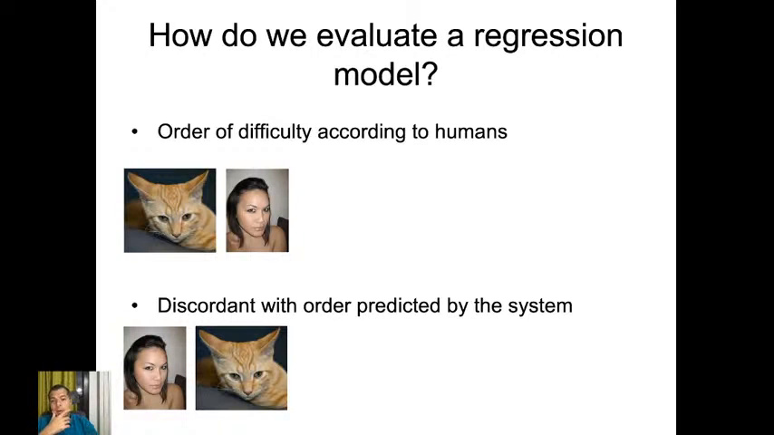We take another pair from our dataset, the cat and the woman, and we see that here the cat is before the woman, and here the woman is before the cat. So this is not right, they are reversed. So this is considered a discordant pair.